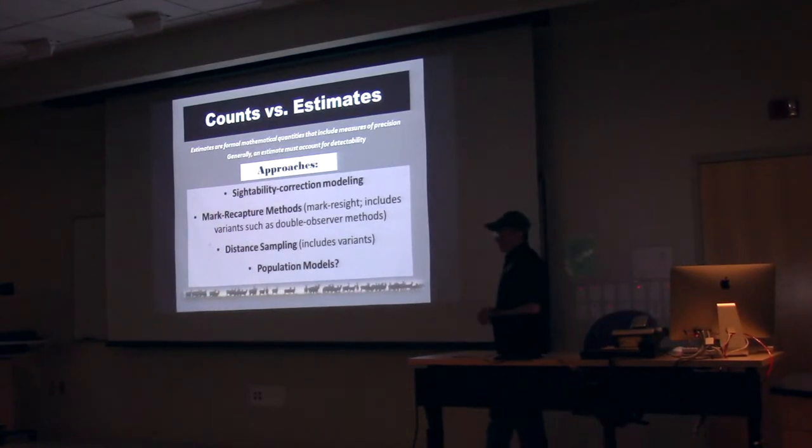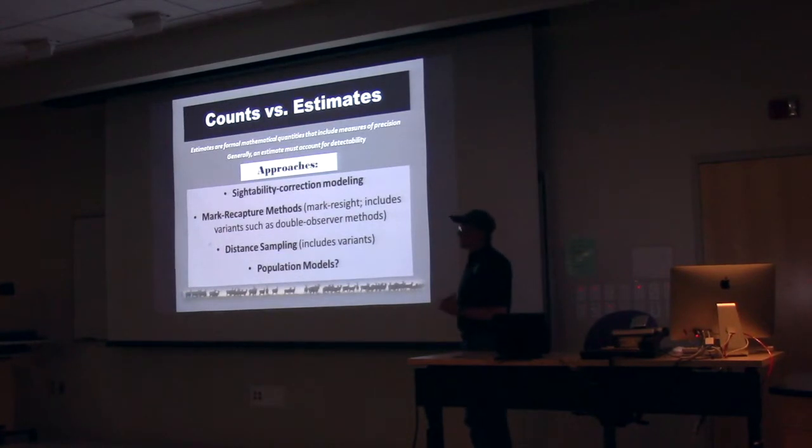So, decades ago, the data that most people had were really tallies or counts. We go out in some way, often with an aerial survey, like I said, and we count animals and we have a tally. But a tally and a count aren't really an estimate. What differentiates a count from an estimate is some ability to deal with this detectability issue.